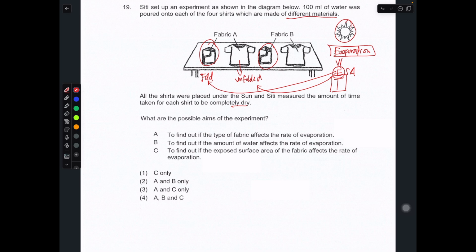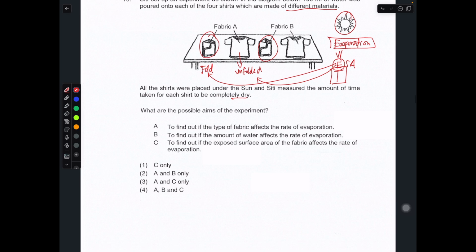What is the possible aim of the experiment? To find out if the type of fabric affects the rate of evaporation. That's correct, because A versus B. This could be a possible aim. If you were to compare this and this alone, it can be done. To find out how the amount of water affects the rate of evaporation? No, because both of them use 100 ml. It's a constant. It's a fixed variable.